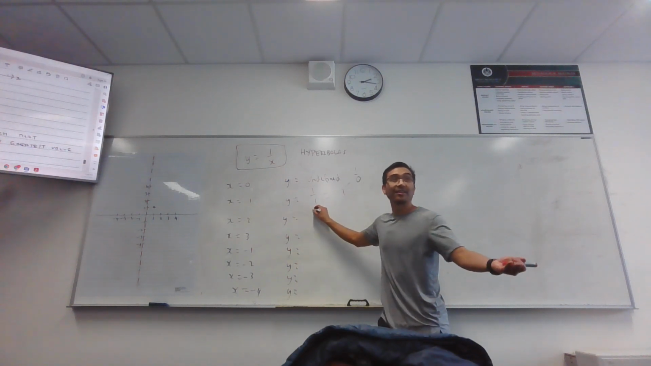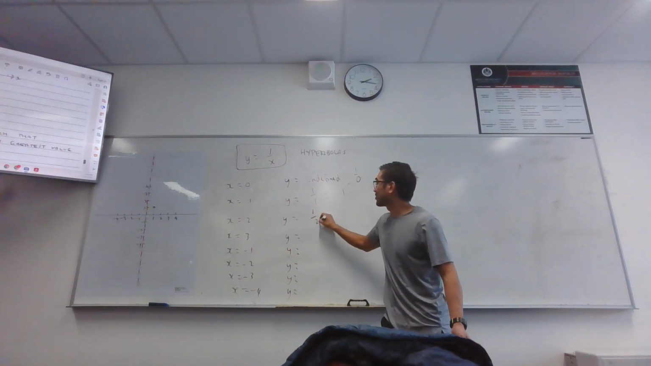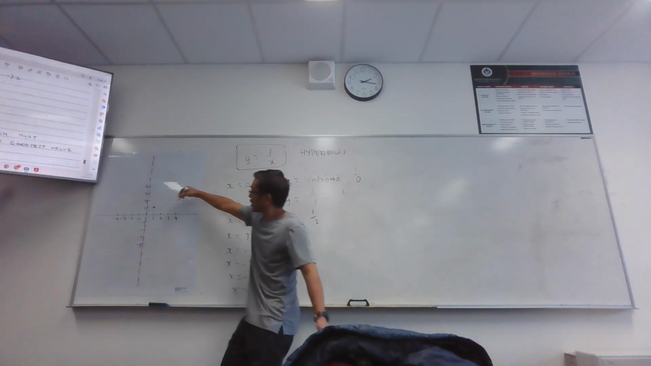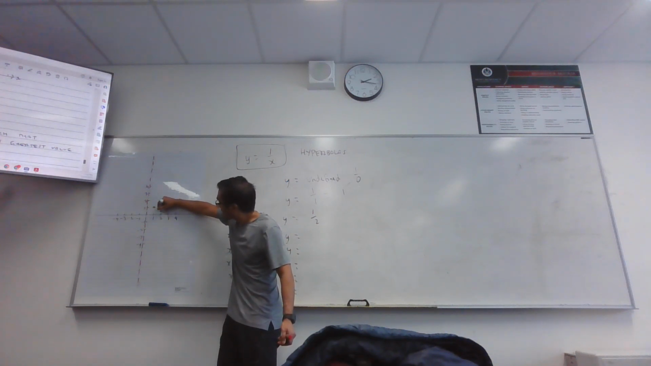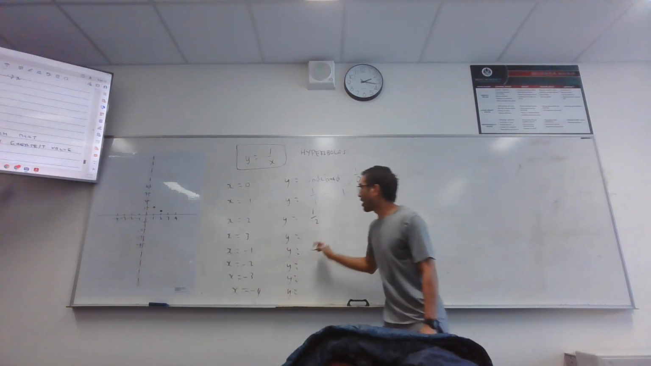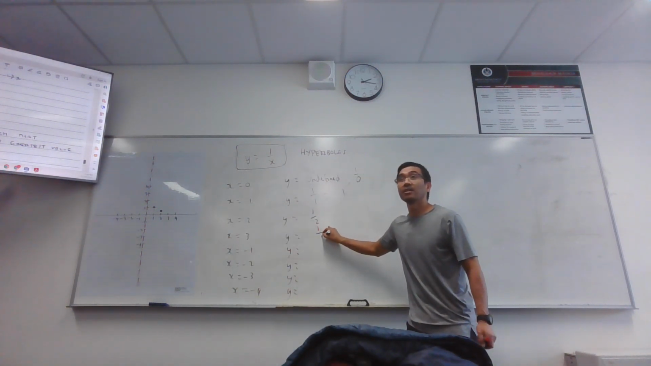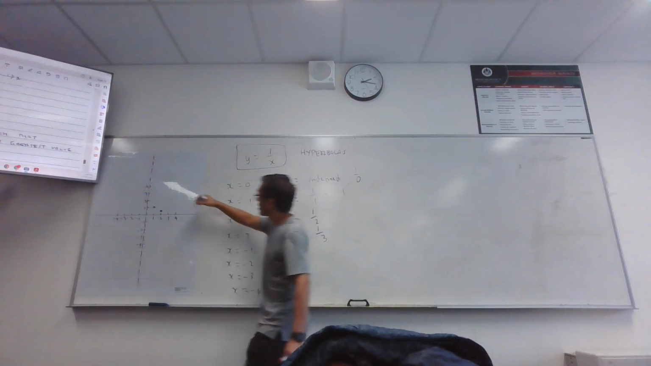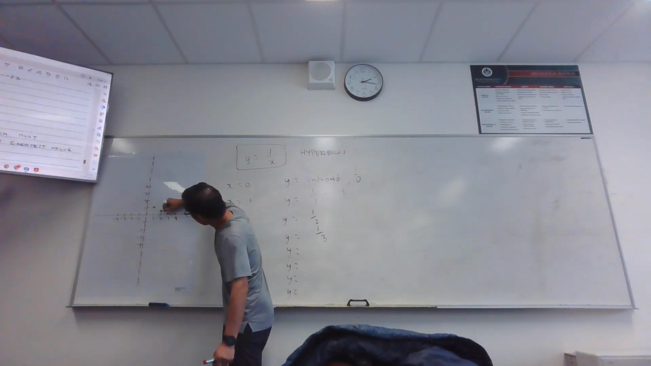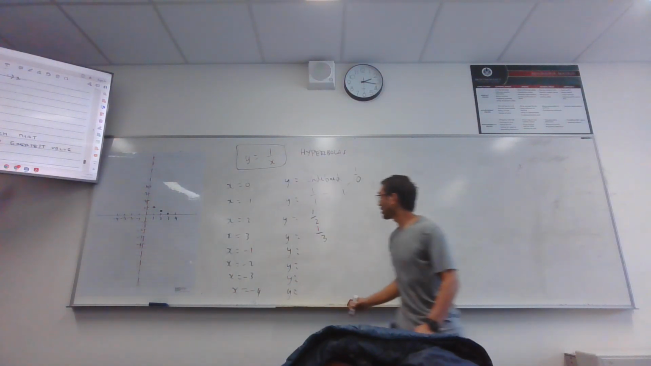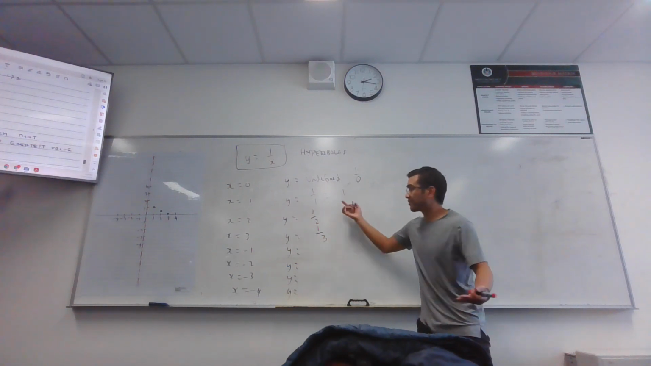For 2, what am I going to get? 1 on 2, a half. So at 2, it's a half. At 3, it's a third. Getting closer. If it was 4, it's a quarter.